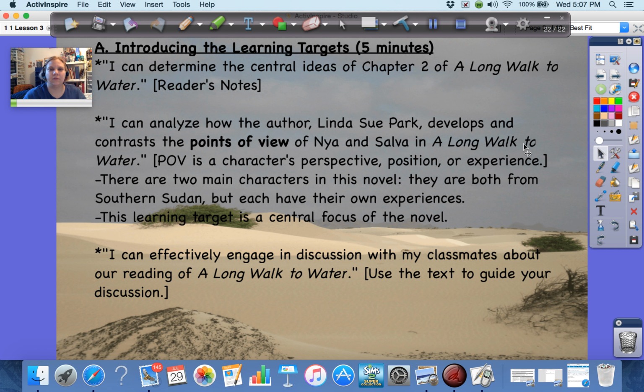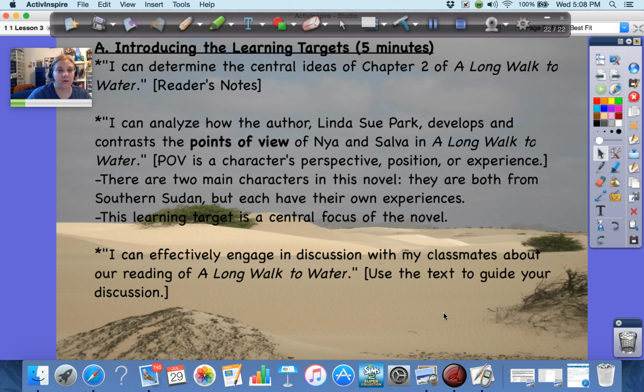Introducing the learning targets. We just talked about this, but let's talk about the new one. I can analyze how the author, in this case Linda Sue Park, develops and contrasts the point of view of Nya and Salva in A Long Walk to Water. So think about point of view as the character's perspective, position, or experience.